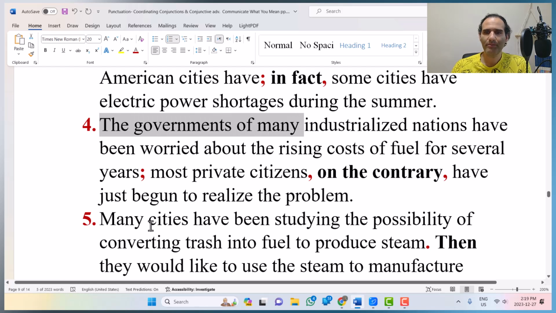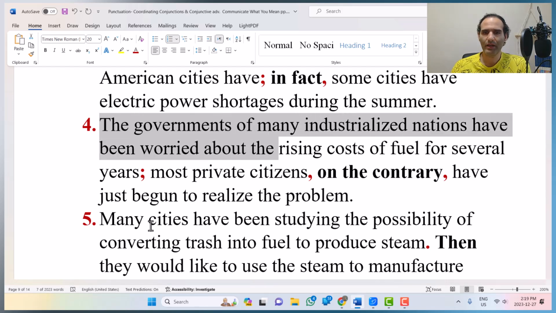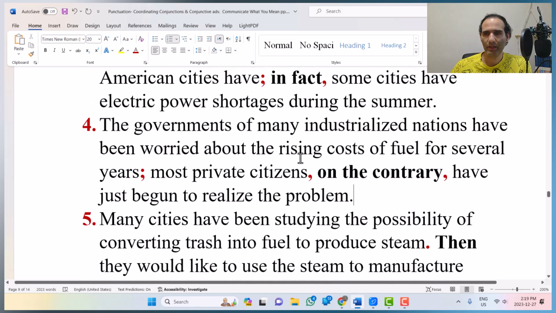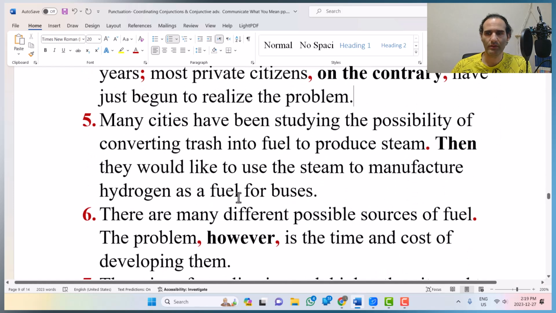The governments of many industrialized nations have been worried about the rising cost of fuel for several years. Independent clause 1 finished. So you can put a semicolon here, or you can put a period and capitalize M. Most private citizens, on the contrary, because it is in the middle of one sentence, it is not connecting two sentences together, it is in the middle of one clause, so we need comma, comma. Most private citizens, on the contrary, have just begun to realize the problem, period. Maybe industrialized nations was a beautiful chunk here.